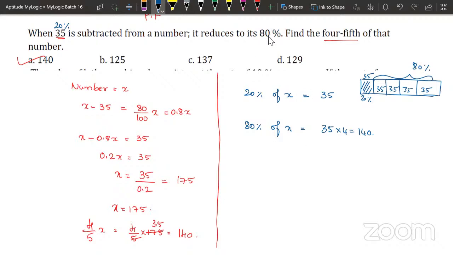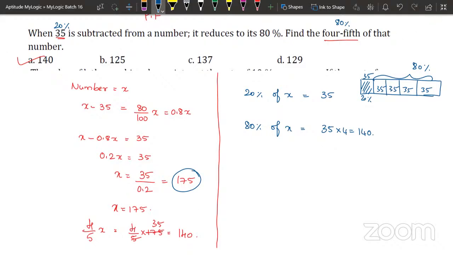Here, we will convert fractions and percentages interchangeably, and we will see in the next class how to convert percentage to fractions and fractions to percentages. So 4/5 is nothing but 80%. If you know 20% is 35, 80% is just 4 times of that. We don't have to find out the original number. That is not necessary. They've asked us to find only 4/5 of the number, which is 140.